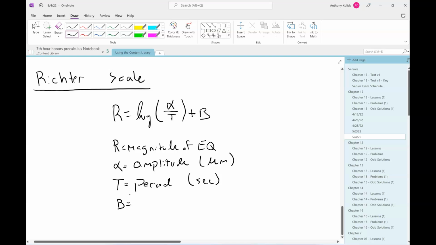And then the beta, or the B here, is like a correction factor, right? So if you're actually trying to measure an earthquake, where would you ideally like to measure that earthquake? Where's going to be the most severe place of an earthquake? The epicenter, right? And as you move away from the epicenter, the earthquake gets less severe, right? Now, you don't know where the earthquake's going to hit.